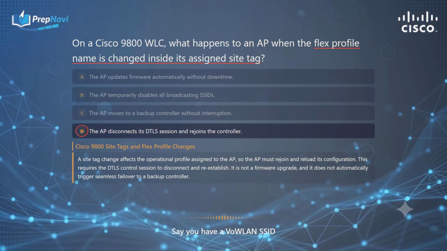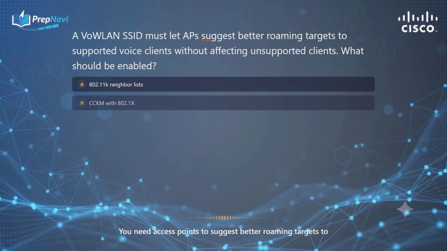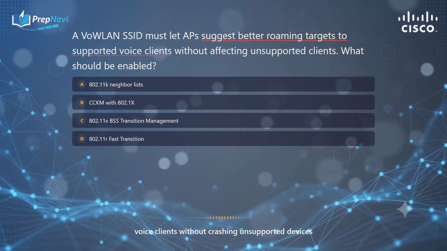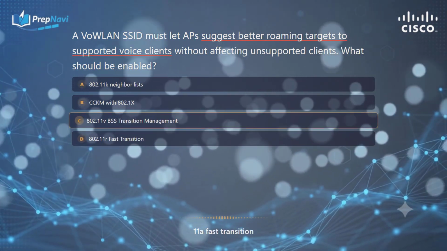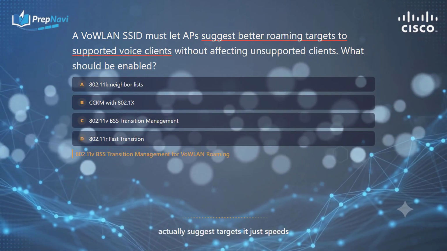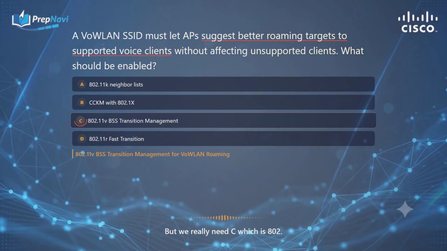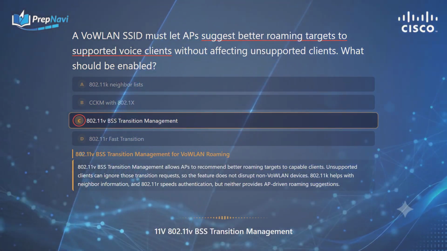Say you have a VoWLAN SSID where dropped calls are immediately noticed. You need APs to suggest better roaming targets to voice clients without crashing unsupported devices. So option D, 802.11r, fast transition, sounds perfect for speed. 11r is fast, yeah, but doesn't actually suggest targets. It just speeds up the handshake. We really need C, which is 802.11v BSS Transition Management.